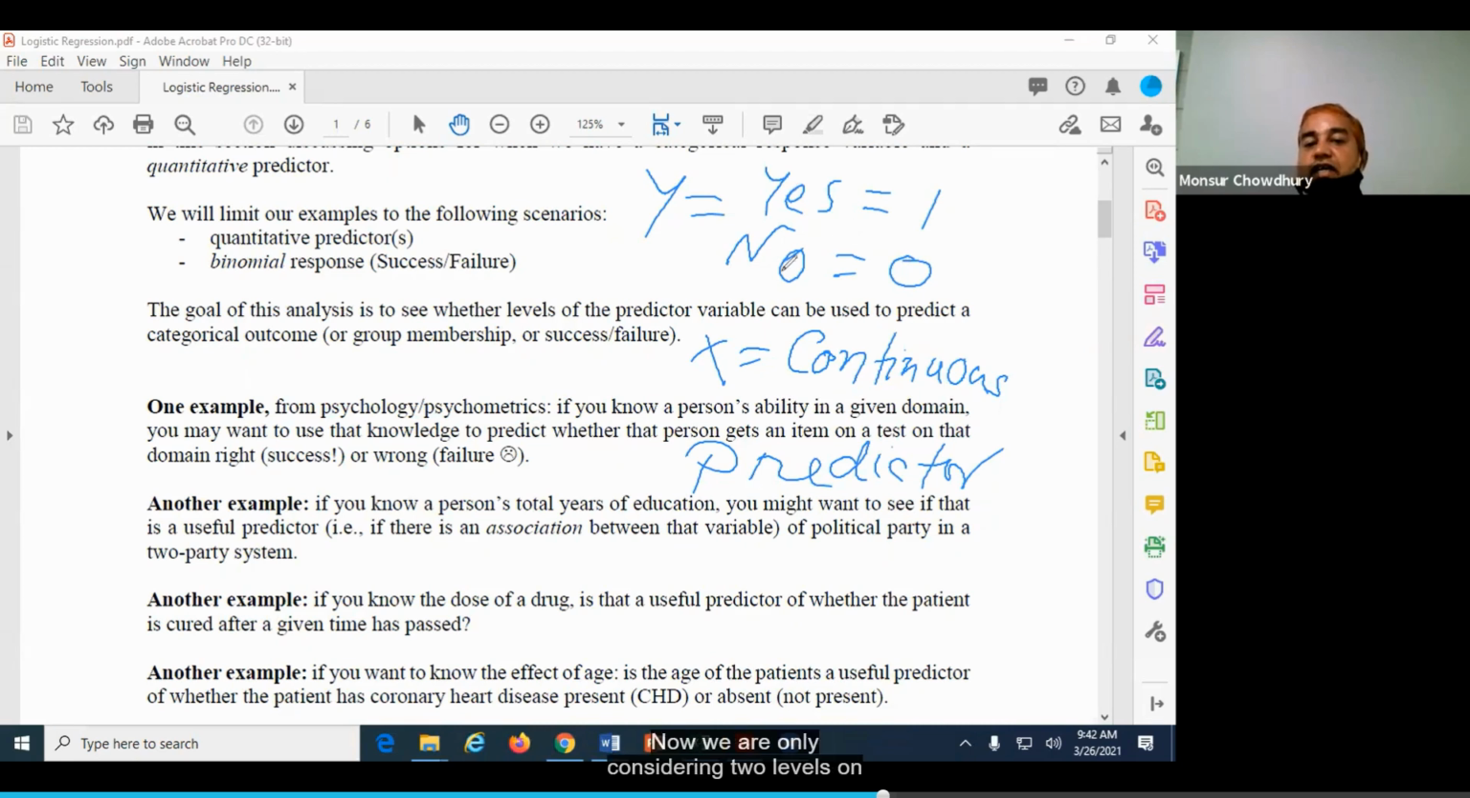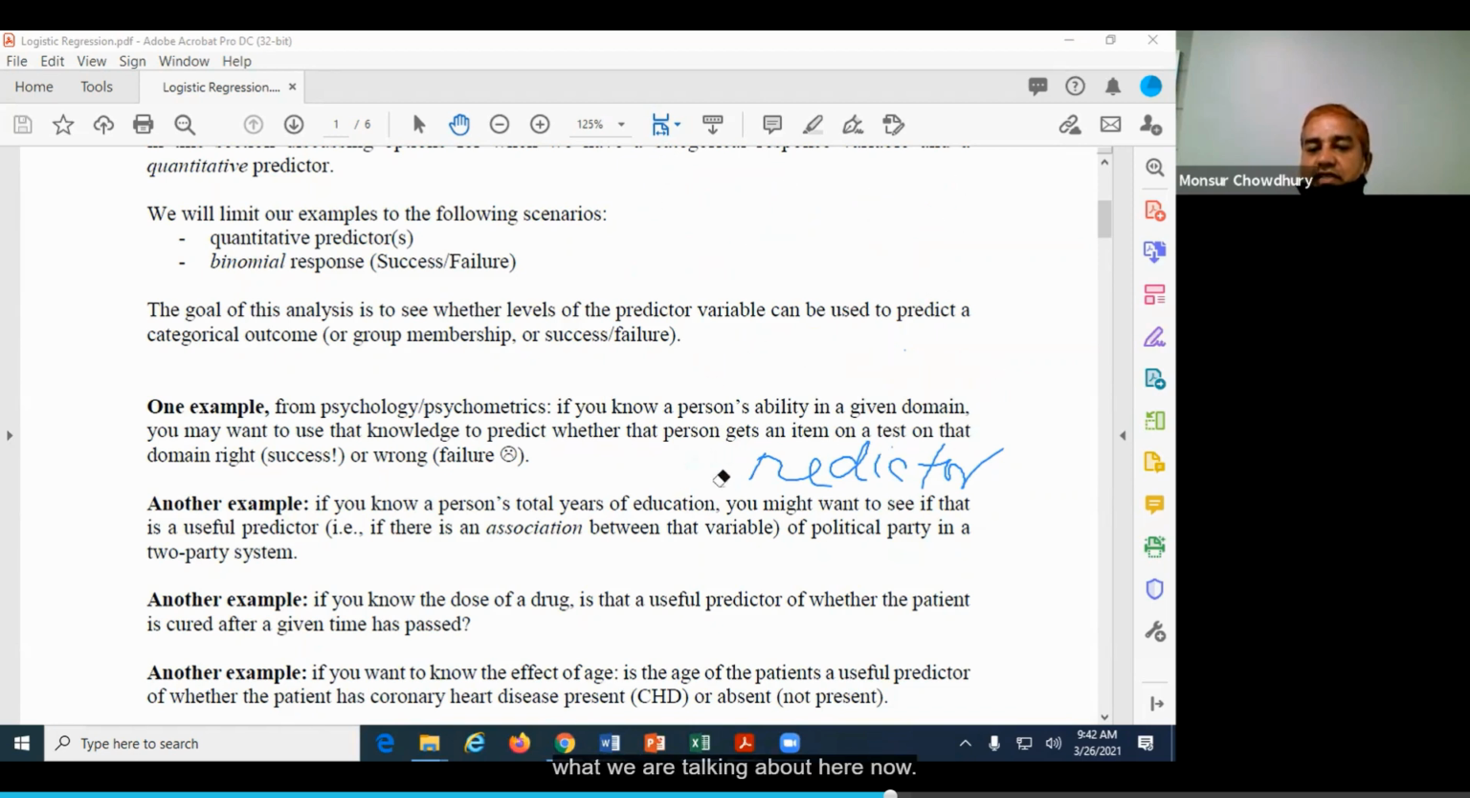Now, we are only considering two levels or two categories of the response variable, either yes or no or success or failure, whatever we want. Okay. Any questions so far? Do you get the idea of what we are talking about here?